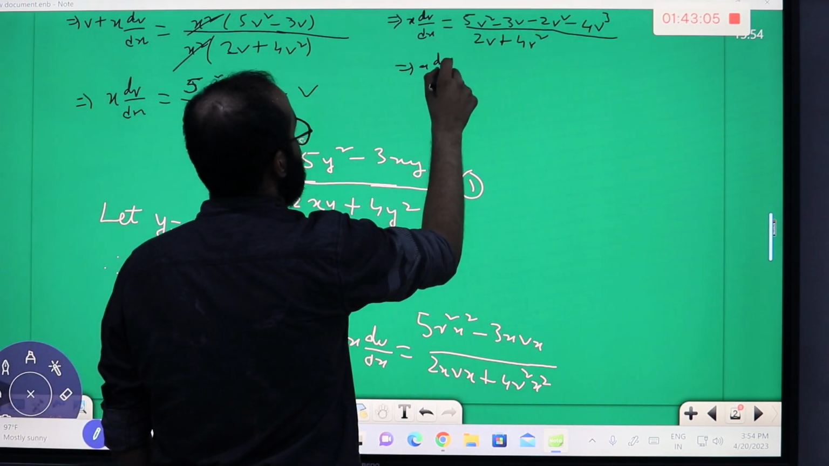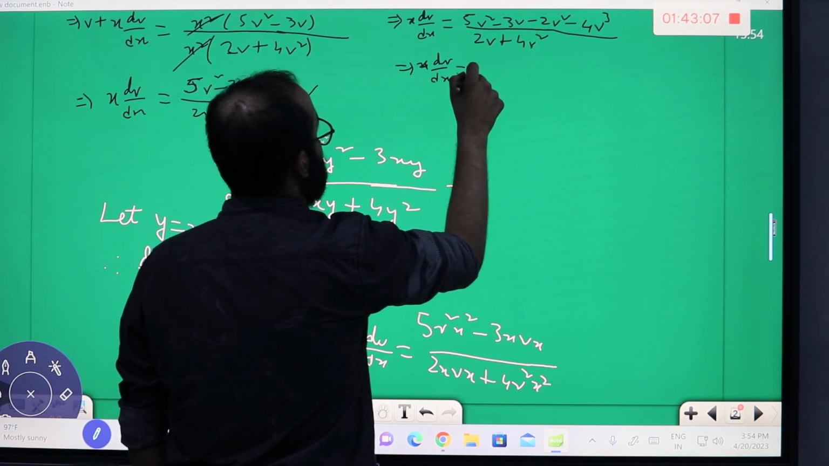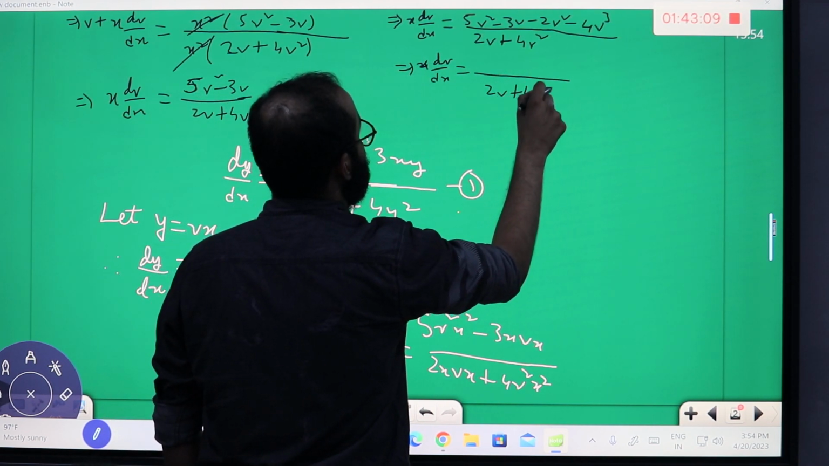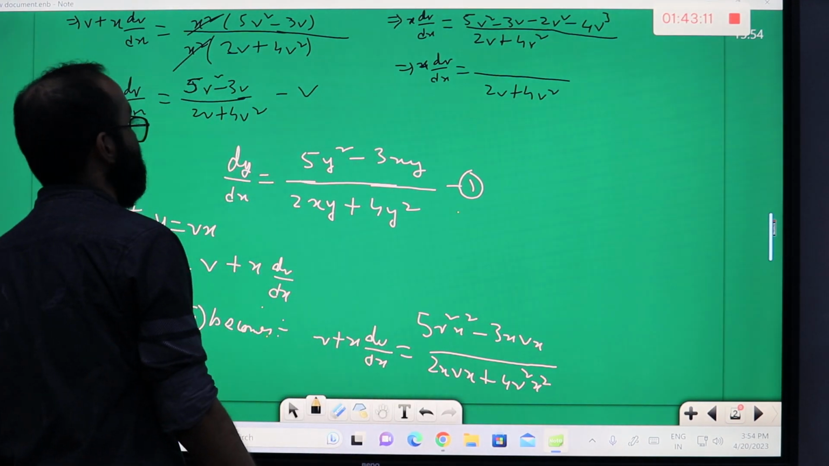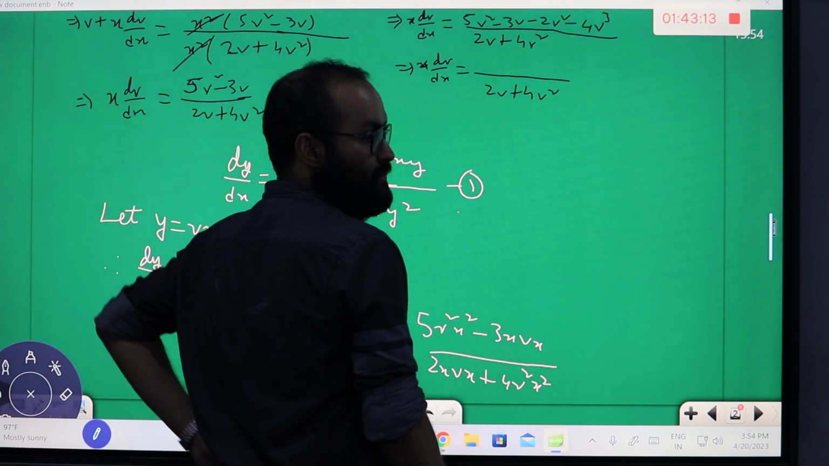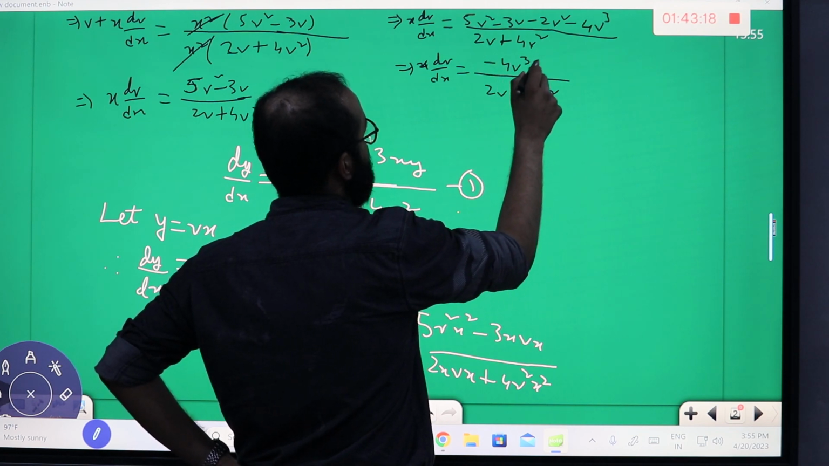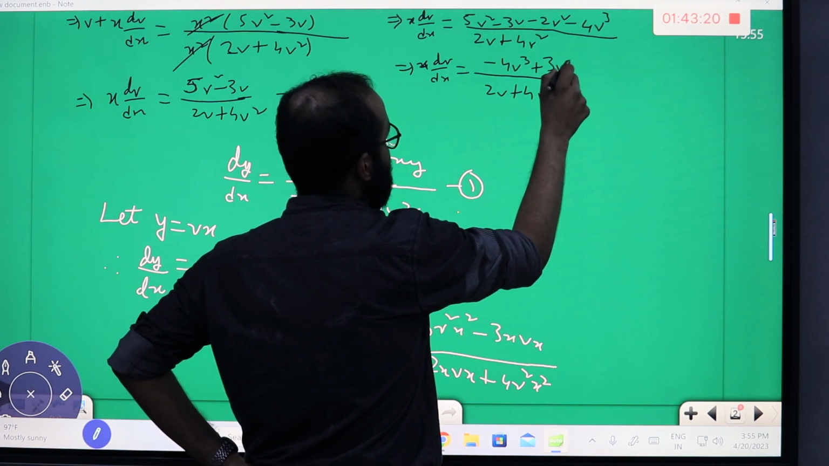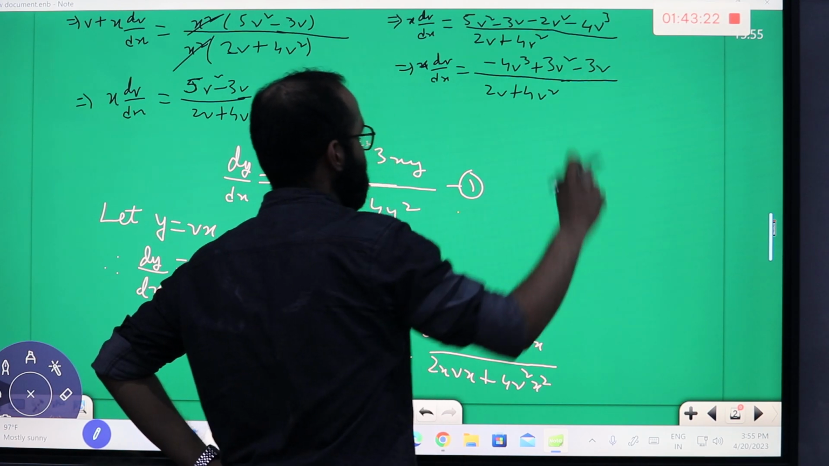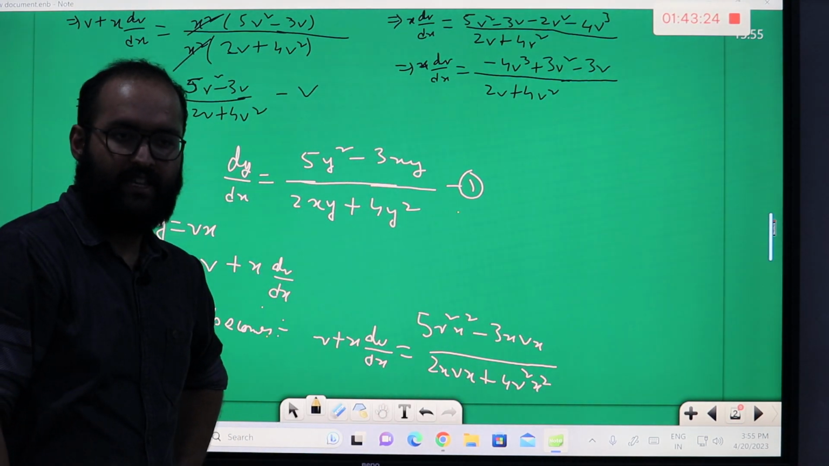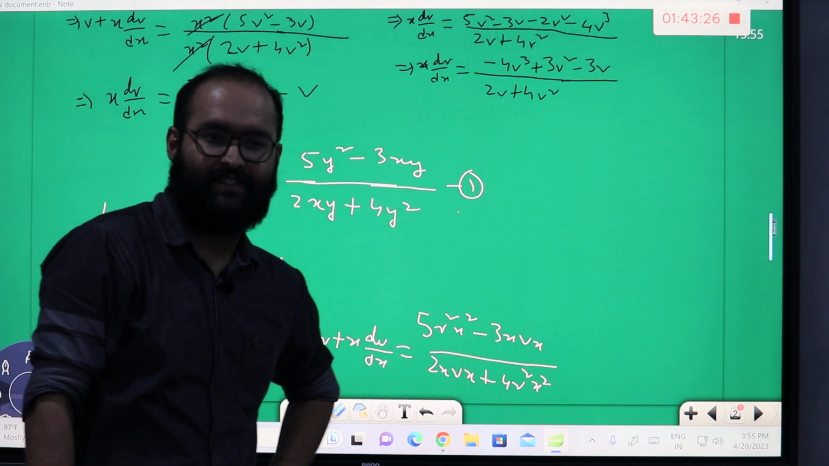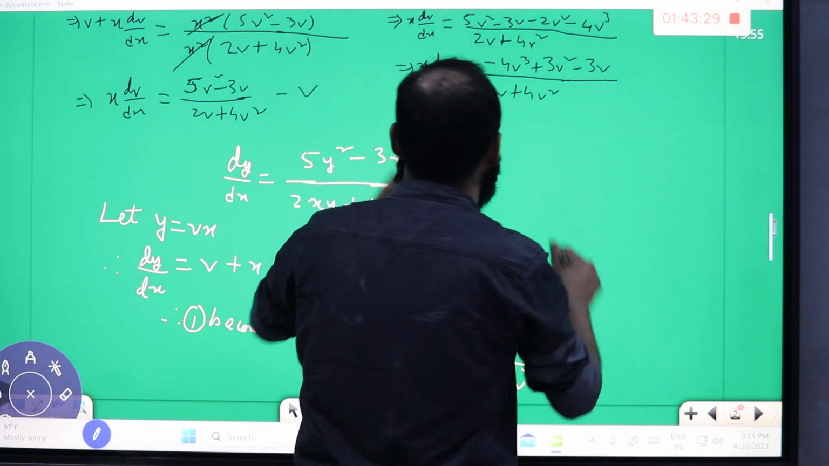So what is x dv dx? Denominator 2v plus 4v square. On top what do we have? Minus 4v cube plus 3v square minus 3v. Now, can we separate the variables v and x? Yes, we can separate the variables v and x.